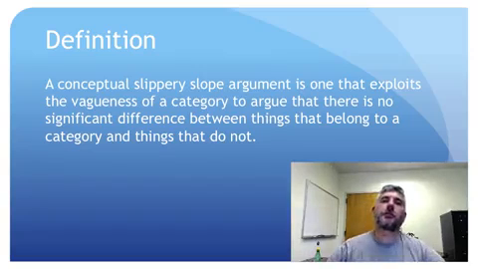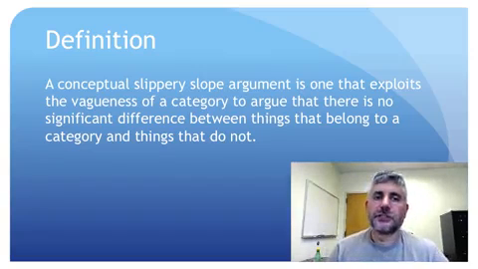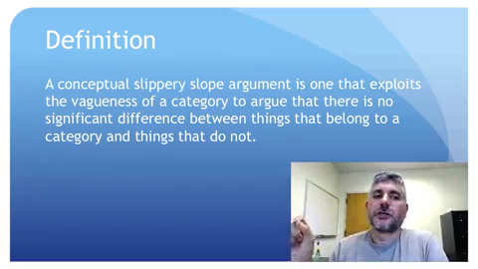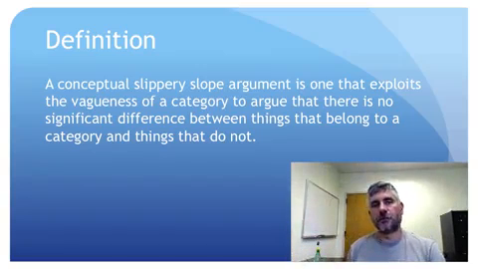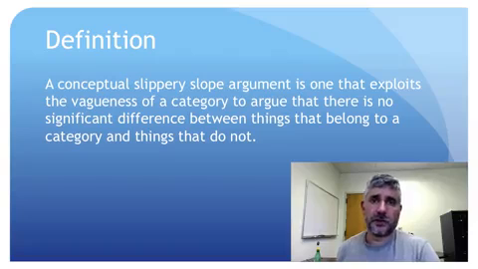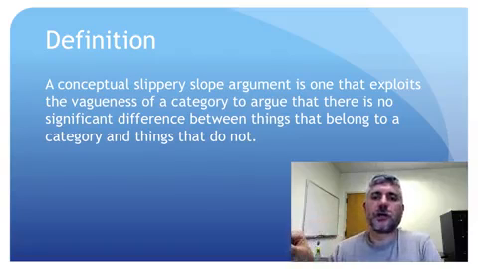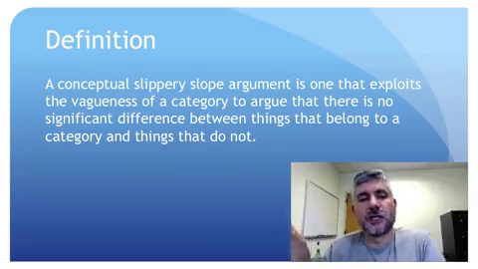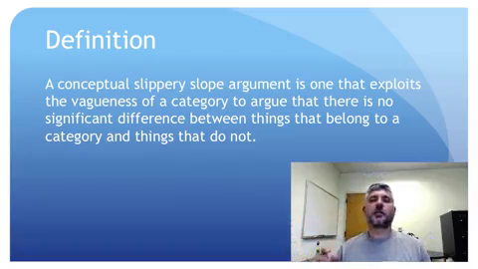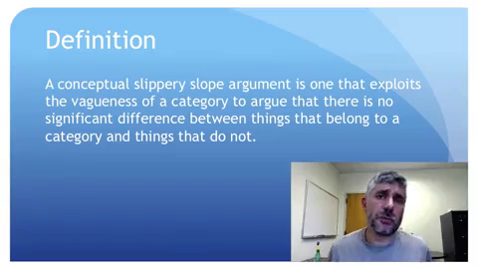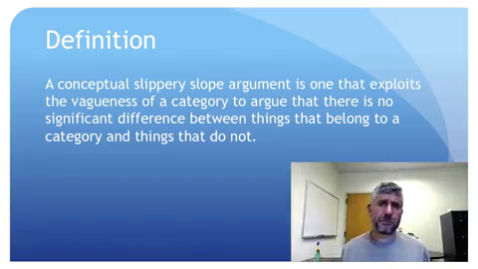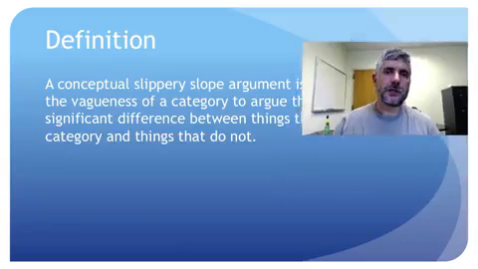Well, let me give you a definition. A conceptual slippery slope fallacy is an argument that exploits the vagueness of the category that's involved in the argument in order to argue that there's no significant difference between things that belong to that category and things that don't belong to that category. Okay, so let me give you some examples of this definition. So here's one example.